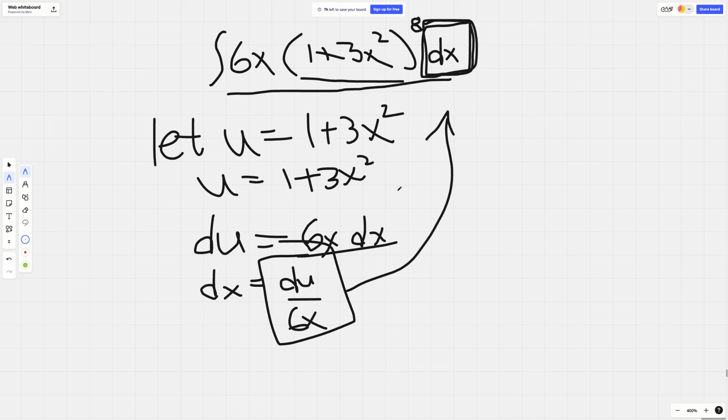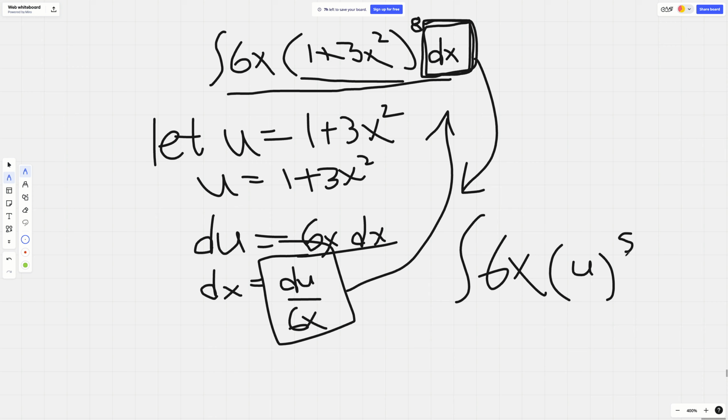That would make the integral a lot simpler, and it would also make it in terms of u. And so bringing this back down here, we see that this is the integral of 6x. Now instead of (1 + 3x²)^8, this is now u to the 8th power, because we know that we let u equal 1 + 3x². And instead of dx, it's now du over 6x, because we know that dx is equal to du over 6x.